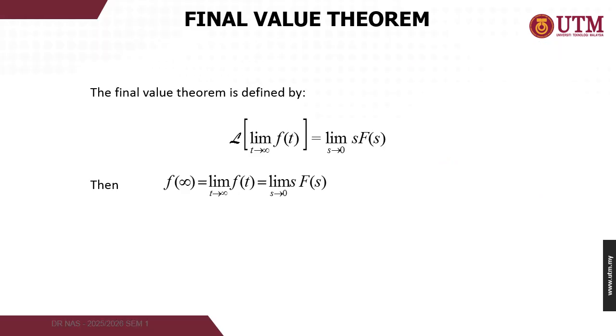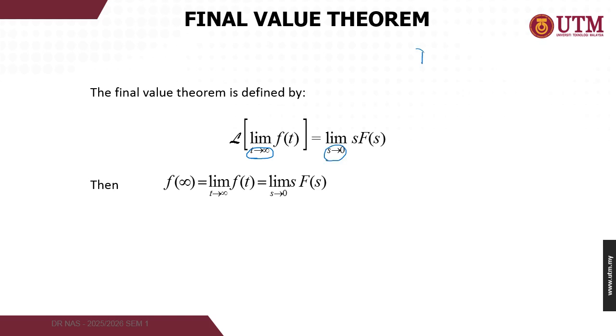Okay, next is the final value theorem. It is basically more or less the same as the initial value theorem. It is a theorem used to relate a frequency domain expression to time domain behavior as time approaches infinity. If you recap, the initial value theorem happens when t approaches 0, but in the final value theorem, t approaches infinity, with s F(s) and s approaching 0.